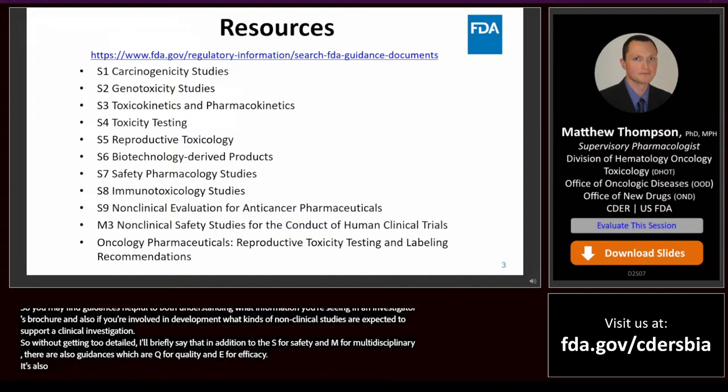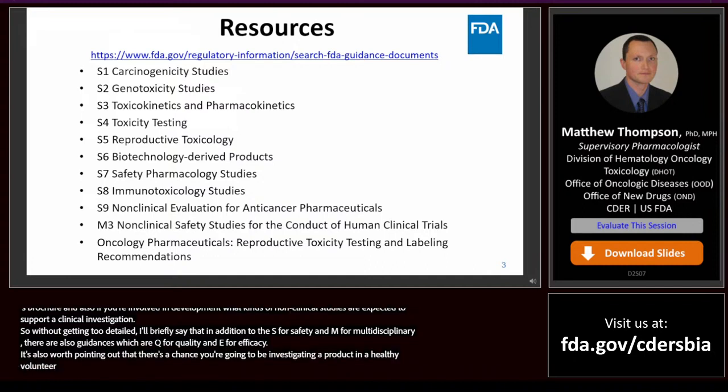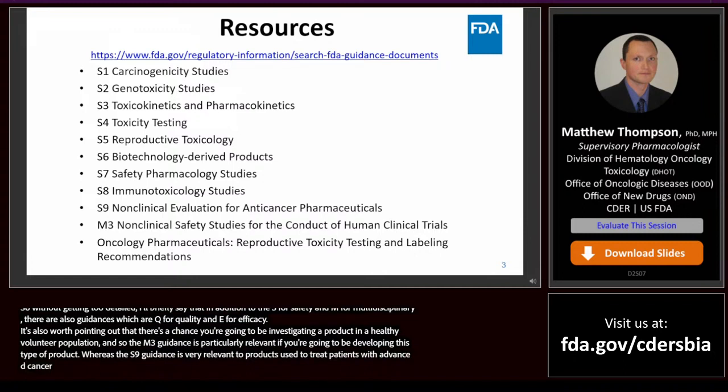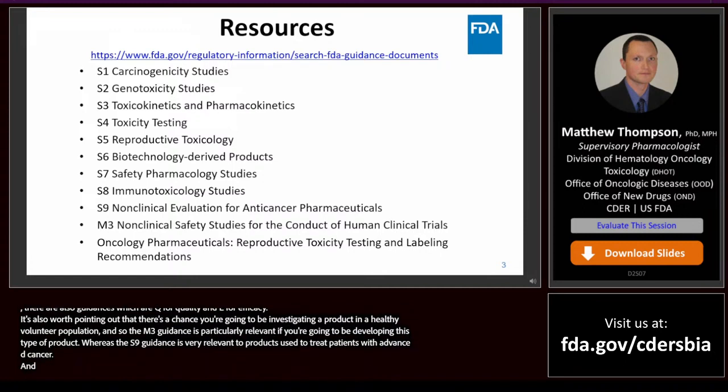It's also worth pointing out that there's a chance you're going to be investigating a product in a healthy volunteer population. And so the M3 guidance is particularly relevant if you're going to be developing this type of product. Whereas the S9 guidance is very relevant to products used to treat patients with advanced cancer. And lastly, given the number of biologics we're seeing coming into the agency, the S6 guidance is also worth a read.